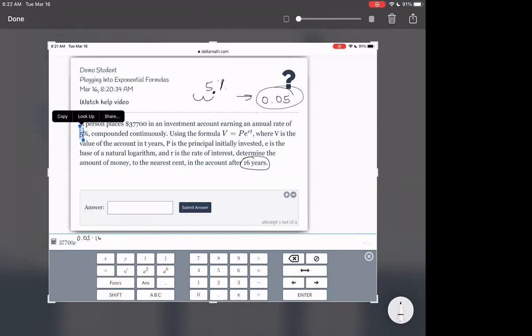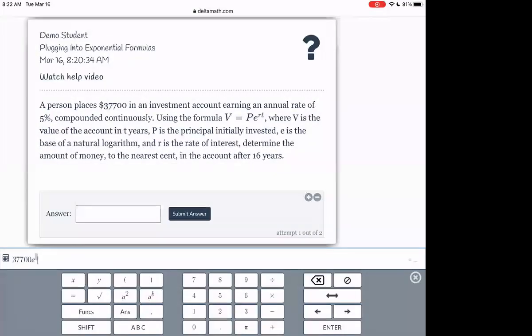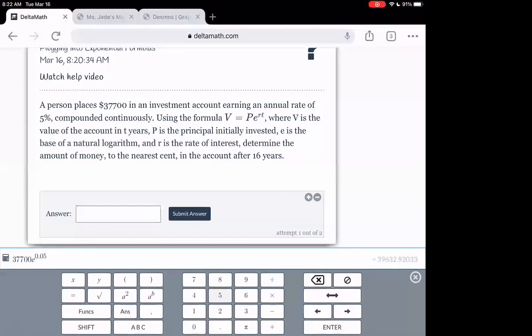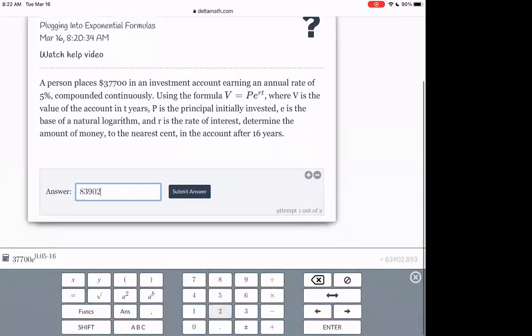So let me go ahead and actually type that in now. Oh, okay, 0.05 times 16. Cool, and it says $83,902.893. So remember that 3 is a very small number at the end, so I'm just going to keep it as 0.89. So $83,902.89. Any questions?